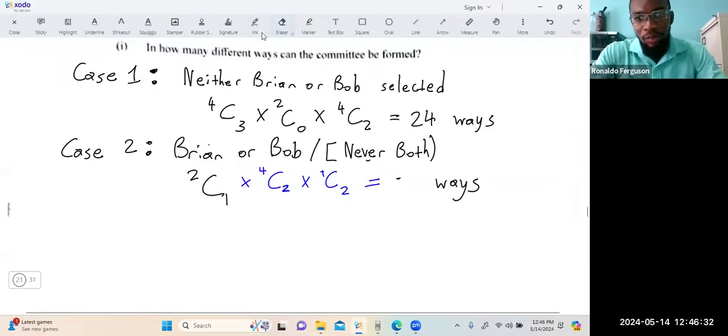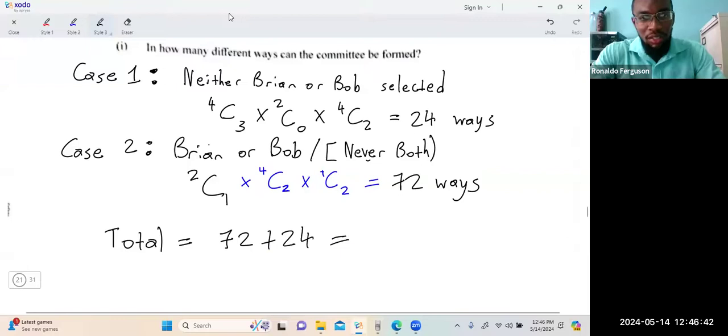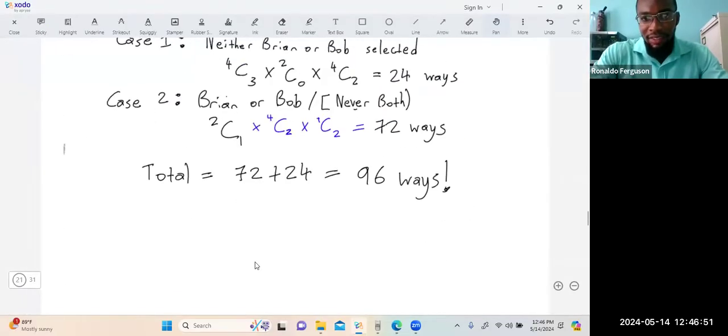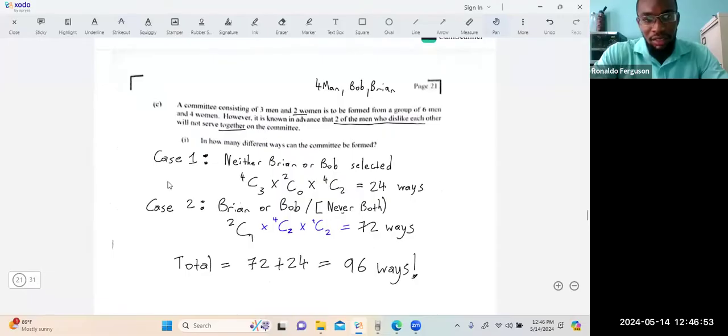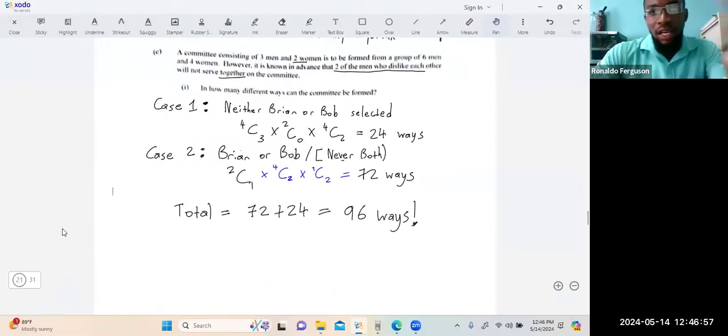Then I add them. So the total is equal to 72 plus 24, which is equal to 96 ways. That's 96 ways. That's 7 marks. We'll take it. I still don't know why that is 7 marks. I don't know.